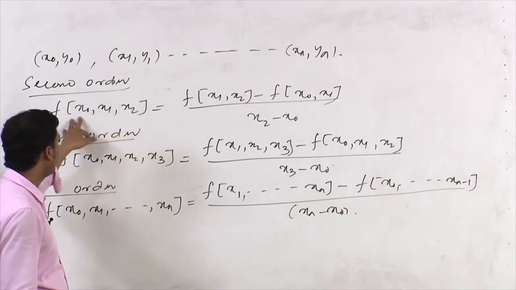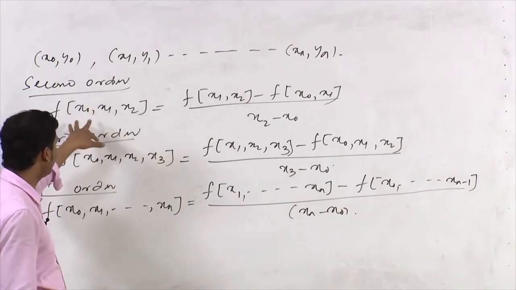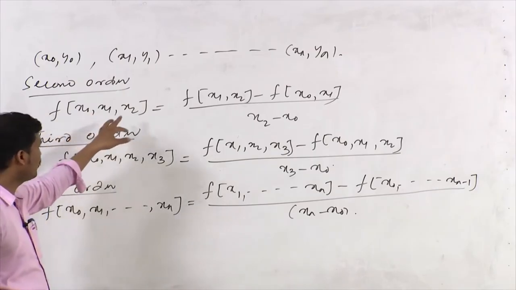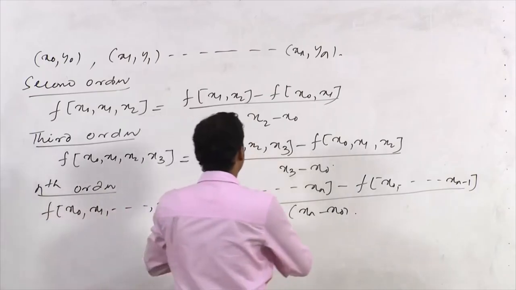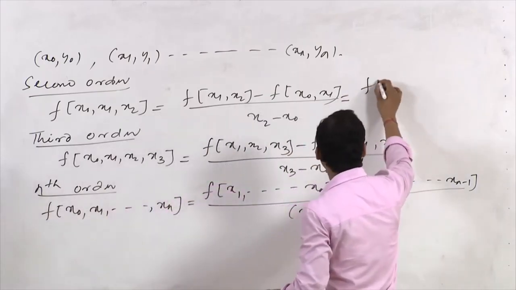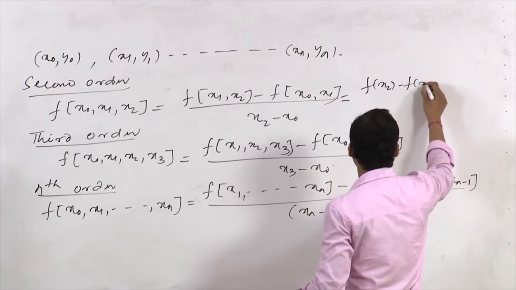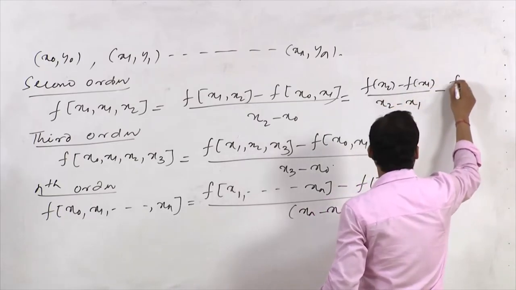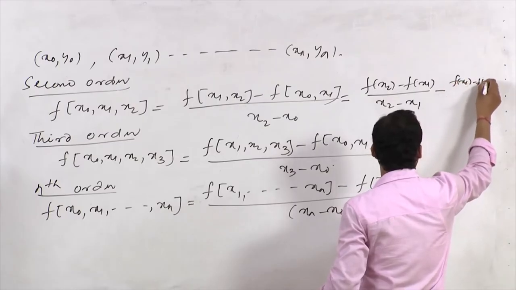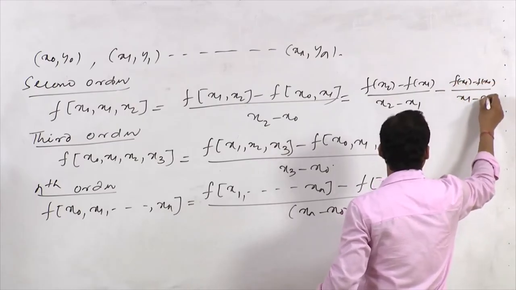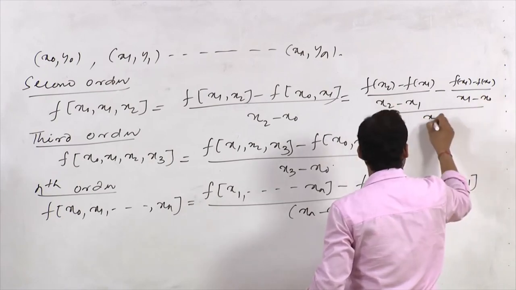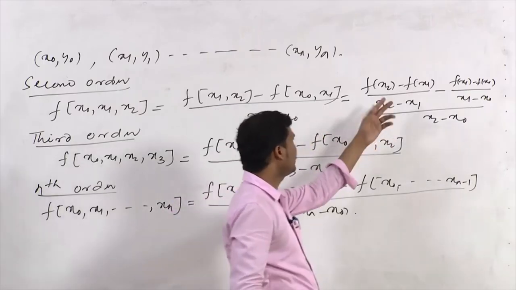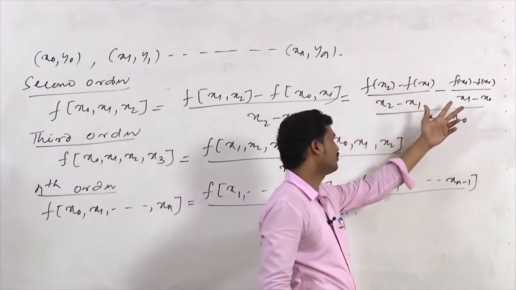And for the second order divided difference, it establishes a relationship between the differences. If we again take these differences, it can be written as f of x2 minus f of x1 divided by x2 minus x1, minus f of x1 minus f of x0 divided by x1 minus x0, all divided by x2 minus x0. This means it establishes a relationship between x2, x1 and x1, x0.